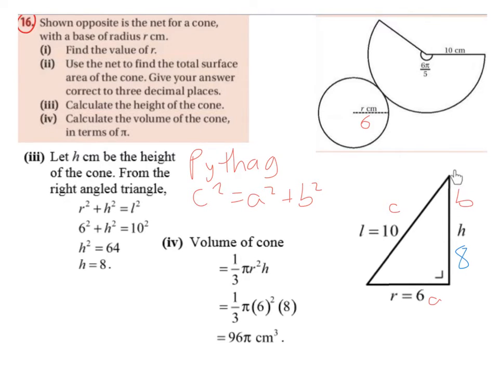So now that we have the height of the cone, we can find the volume. The formula for the volume of the cone is a third pi r squared h. We know that the radius of the cone is 6 centimetres. We got that from the first part of the question. The height of the cone is 8. We just worked that out. And a third times pi times 6 squared times 8 is 96 pi centimetres cubed. And we want to keep it in terms of pi because that's what it said in part 4 of the question.